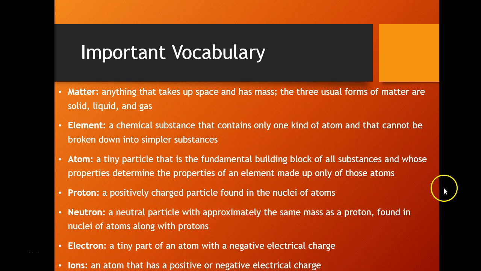Here's some important vocabulary that you need to know from this lesson. We went over matter, elements, atoms, protons, neutrons, electrons, and ions, which remember is an atom that either has a positive or negative electrical charge. And that can happen from the gain or loss of an electron.